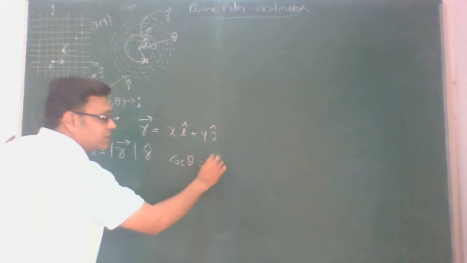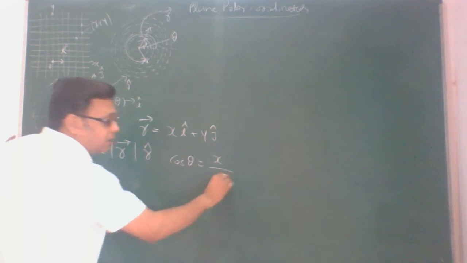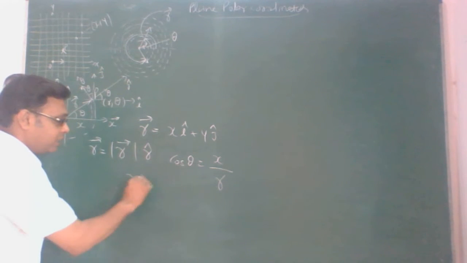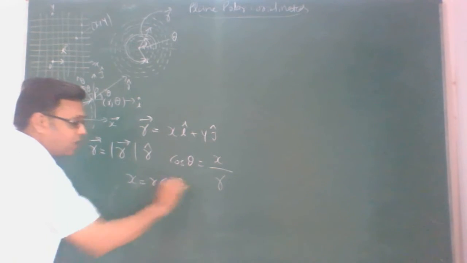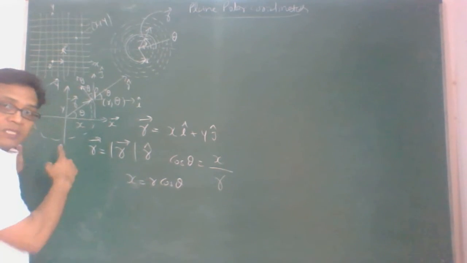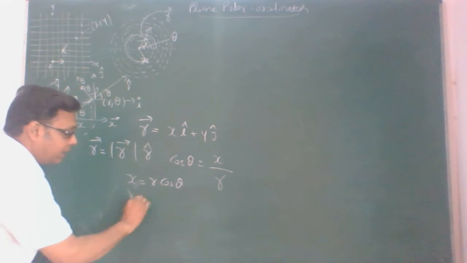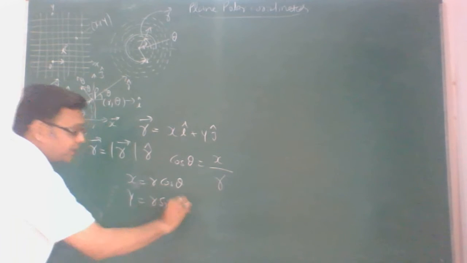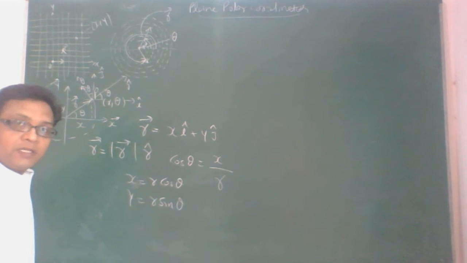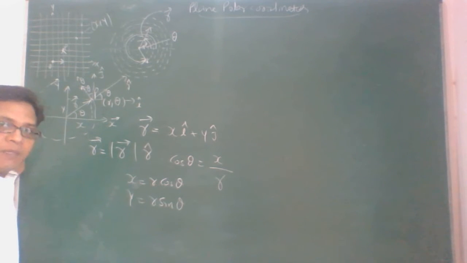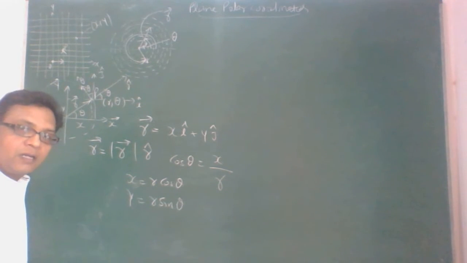The base part, which is nothing but the x, and the modulus of the radius vector, which is nothing but r. So I can write x is equal to r cos theta. Similarly, if I use the perpendicular part here, then I can write y is equal to r sin theta. So this is how we write the two intercepts, which are basically helping us to finally write vector r.